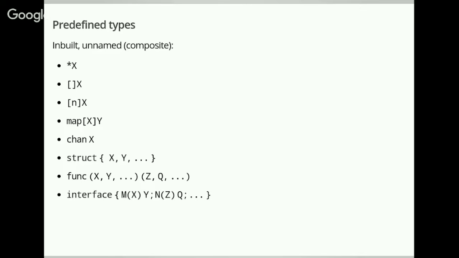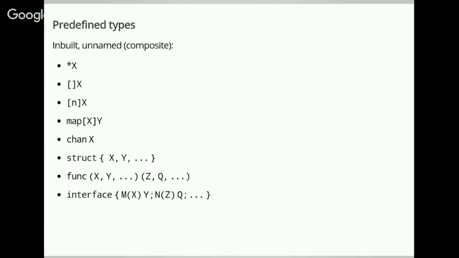And there are also these composite types. So just assume that X, Y, C, Q are other types. Composite means that the type itself is defined in terms of other types. The most simple case is the one at the very top. It's a pointer to X. So whenever you see a little asterisk and a type name, you know that's a pointer to something. Again, the asterisk is at the beginning of the type name, not at the end, like in C.